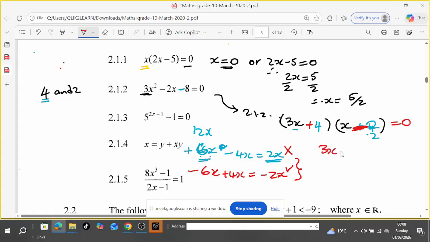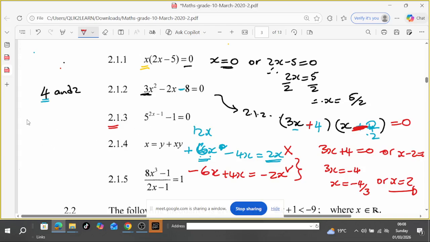So I'll have 3x plus 4 equal to 0, or x minus 2 to be 0. Now this side, I'll have 3x is equal to negative 4, and x will just be minus 4 over 3, or x is just 2. Are you happy with how we answered this question? Yes. Because before we end the lesson, I want us to work on 2.1.3.